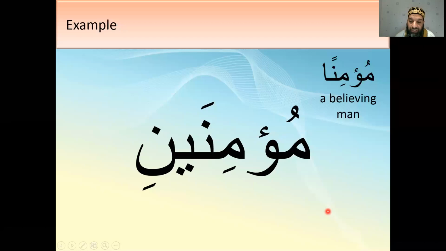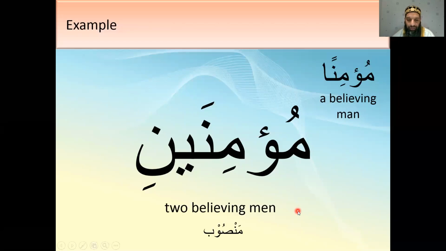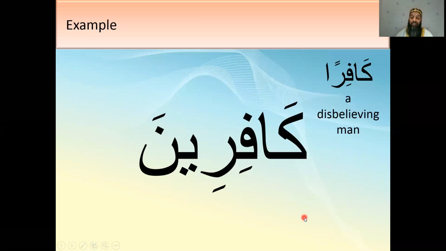It means believers and dual. Fantastic, sister. 2 believing, not females, 2 believing males. How would you say 2 believing females? This is like just maybe for the Arabs. How do you say 2 believing females? Yeah, mu'minataini. Taini will do. Right, okay, anyway, don't worry. Okay, 2 believing men.